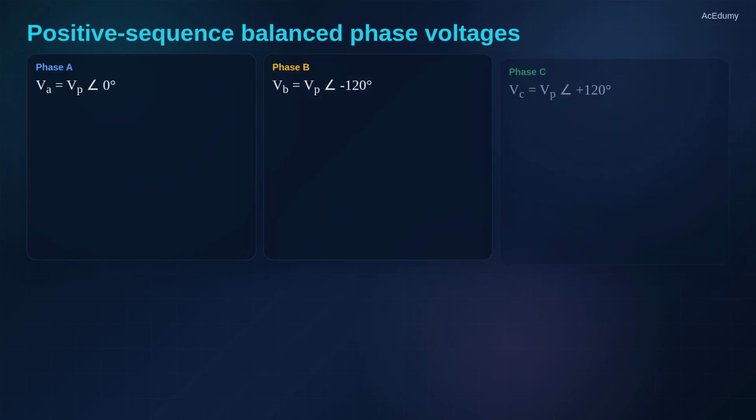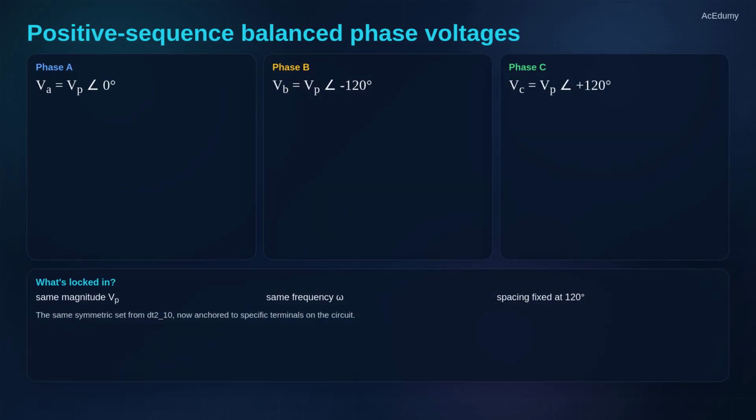In a positive sequence balanced set, the three-phase voltages are written: VA equals VP at angle 0 degrees, VB equals VP at angle minus 120 degrees, and VC equals VP at plus 120 degrees. Same magnitude VP, same frequency, spacing fixed at 120 degrees. This is exactly the symmetric set from the previous video, now anchored to specific terminals on a real circuit.